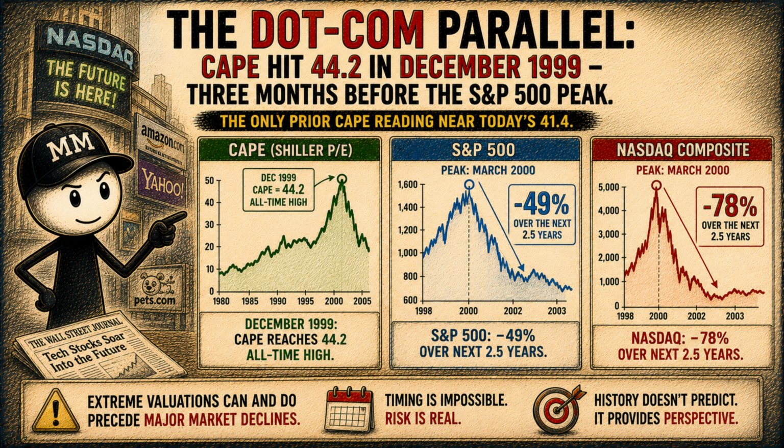The CAPE reached its all-time high of 44.2 in December 1999, approximately 3 months before the S&P 500 peaked and began its decline. Between March 2000 and October 2002, the S&P 500 fell approximately 49%. The NASDAQ fell approximately 78%. Investors who were entirely invested in U.S. large-cap equities at peak CAPE of 44 endured a 2.5-year bear market that wiped out years of gains.